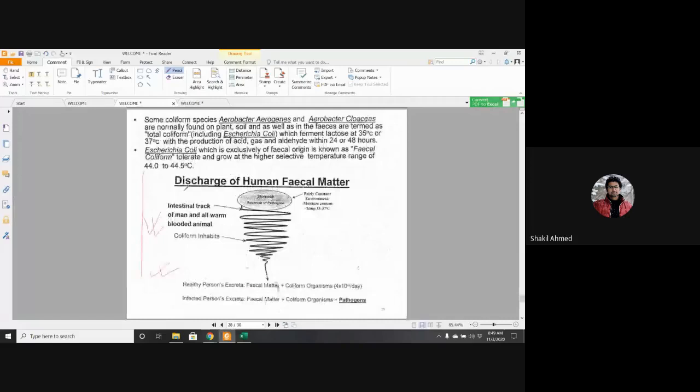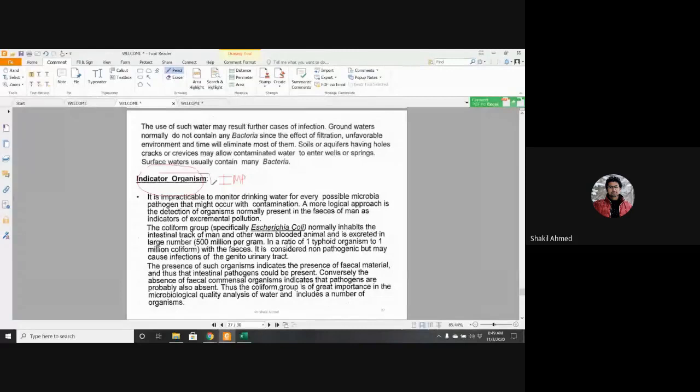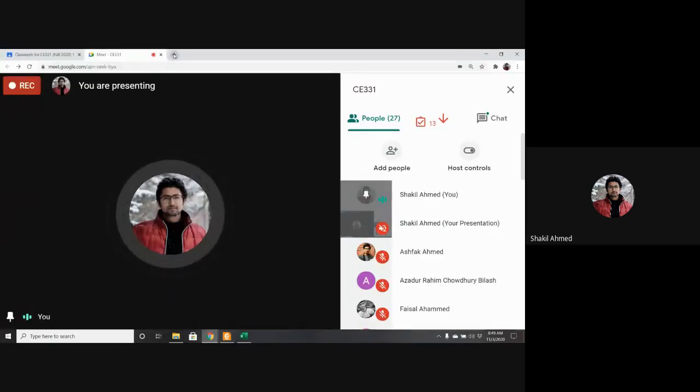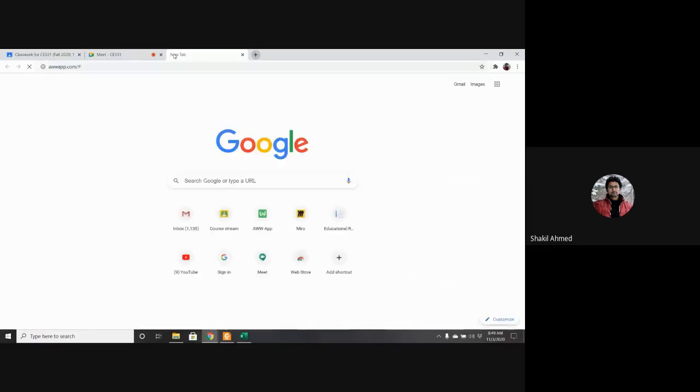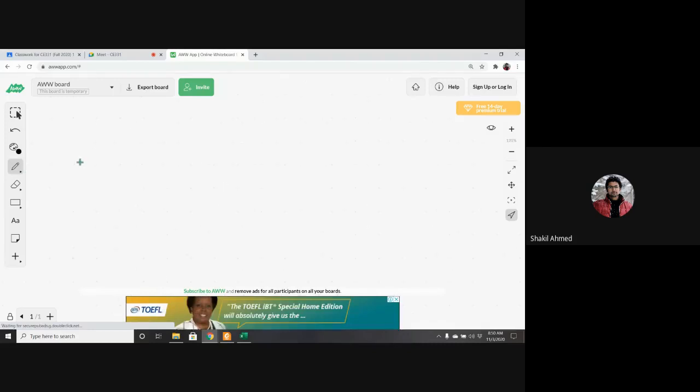In our last class, we discussed what is an indicator organism, and why do we need an indicator organism to determine the microbial quality of water. Microbial quality of water means we want to know if the water is free from pathogens. What are pathogens, guys? I already discussed. What is a pathogen?